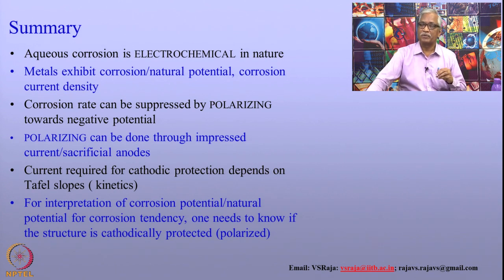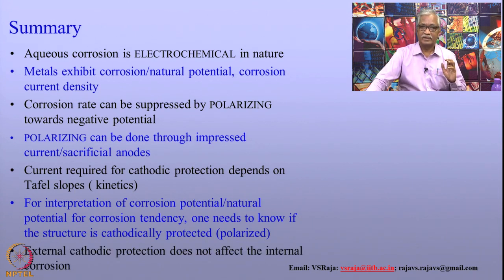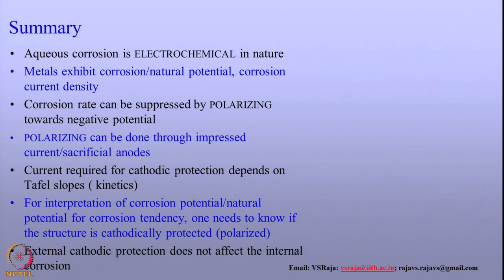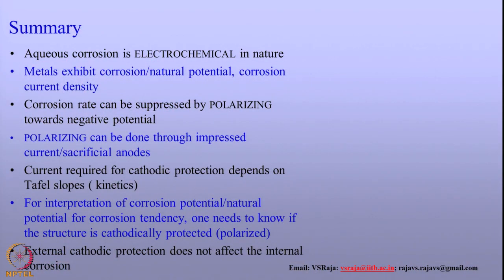For interpretation of corrosion potential, or so-called natural potential, in relation to the tendency of the metal to corrode, one needs to know if the structure is cathodically protected, which is polarized, or if the metal is not protected cathodically. That is a very important thing you should know before we interpret the pipe to soil potential in relation to corrosion of the metals. We also saw that the external cathodic protection does not affect the internal corrosion of metals.